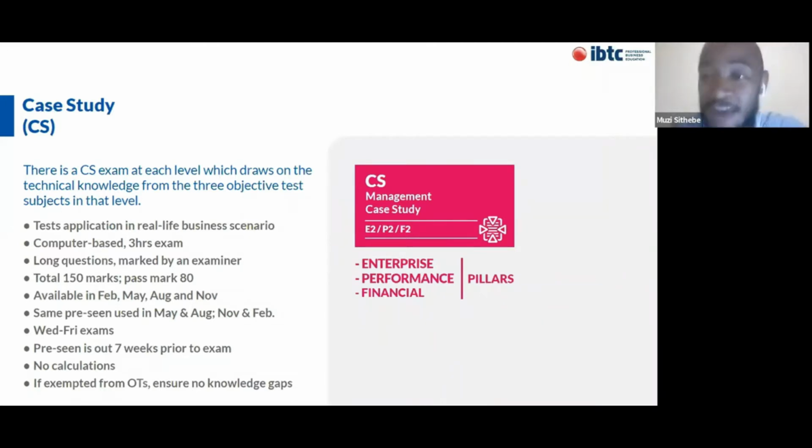There's a total of 150 marks, but the pass mark you'll be looking for there is 80, right? So what that means is that you'll get a mark out of 150. 80 is the minimum you must get, right? And these are your raw scaled marks.